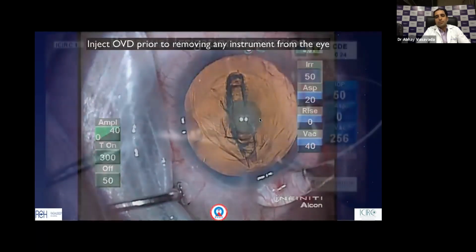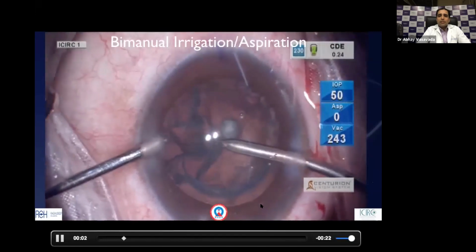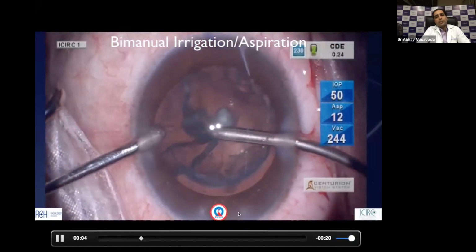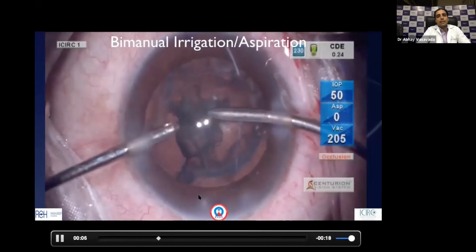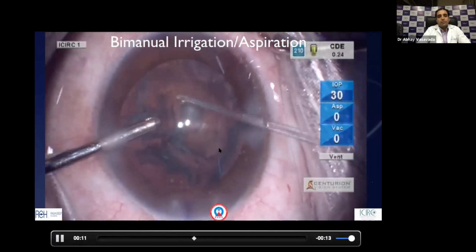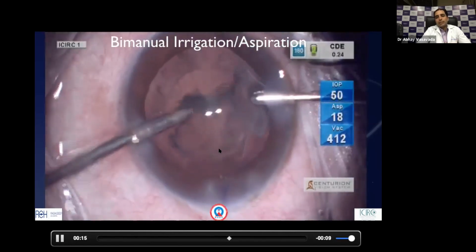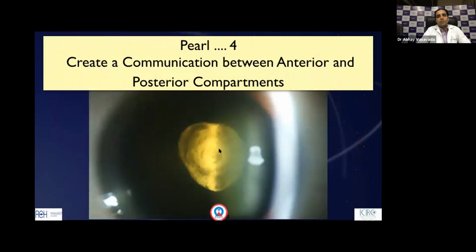this posterior polar capsule. And the third, during irrigation aspiration, particularly if you are doing bimanual, which I would strongly recommend in such cases to avoid distortion of the wound and shallowing of the chamber, even when you are changing hands in bimanual irrigation aspiration, make sure that the chamber is formed.